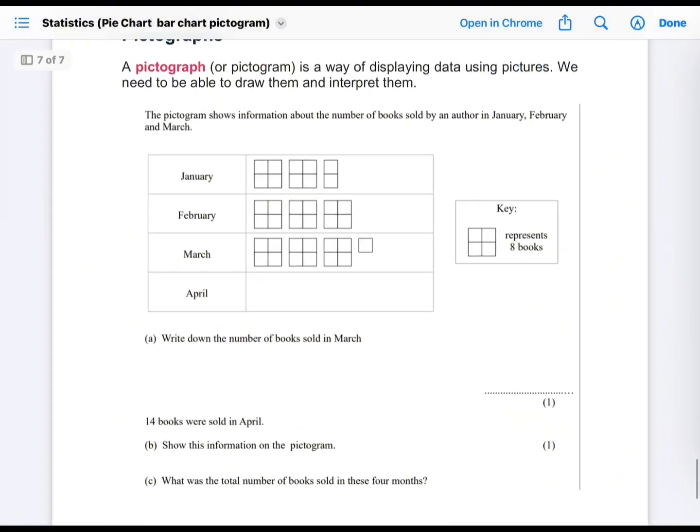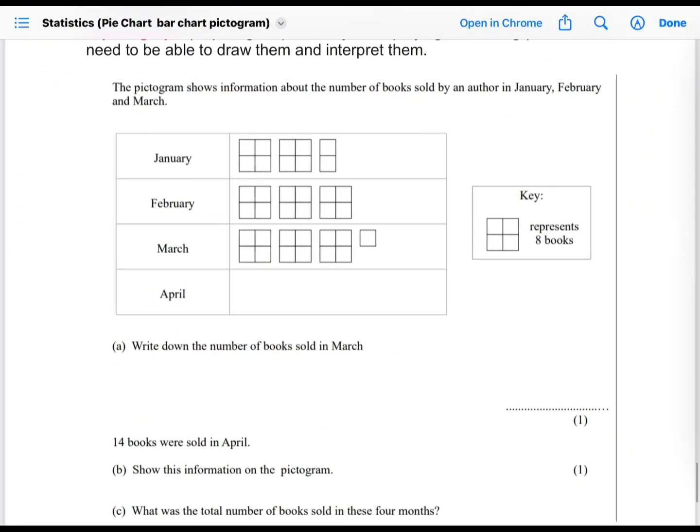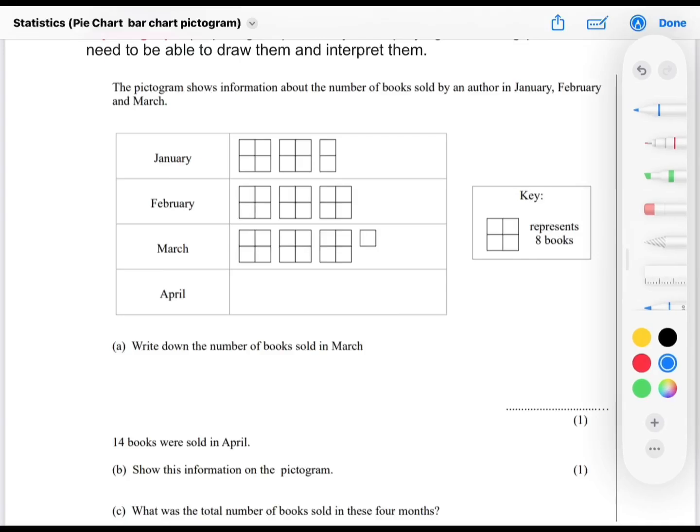So we have a question. That's a very simple question. You just need to understand the concept and the key point. The pictogram shows the information of the number of books sold by an author in January, February, and March. But the important line is this, and you have to understand this point. You can see there are 4 small squares, and their combination is equal to 8 books. This means that each small square is representing 2 books. So the total squares will be 8 books.